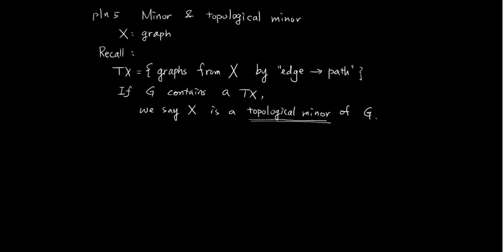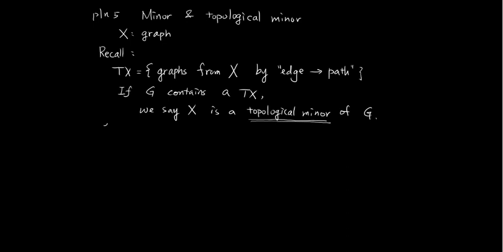Okay, so this is a term where we define the small graph as a minor of the bigger graph, and in this case, it is a topological minor. When you delete some vertices and edges from the big graph and find an element of Tx, then we say X is hiding inside G, and X is a topological minor.